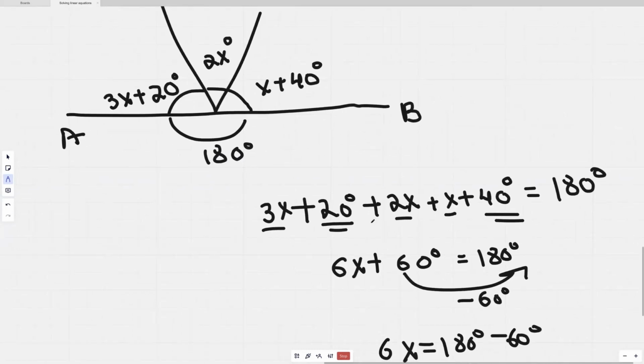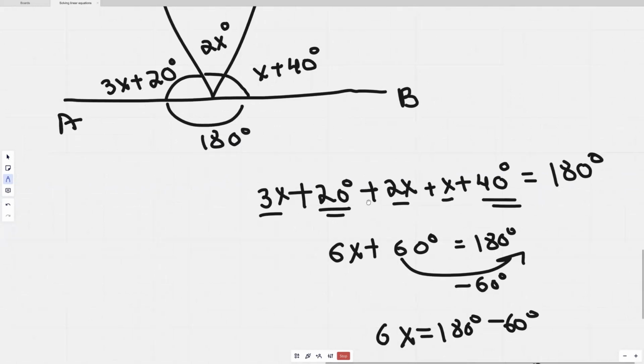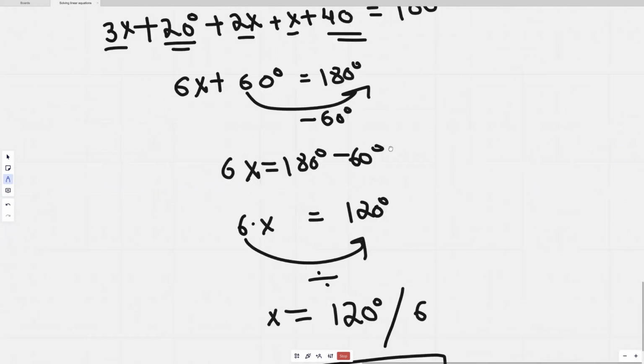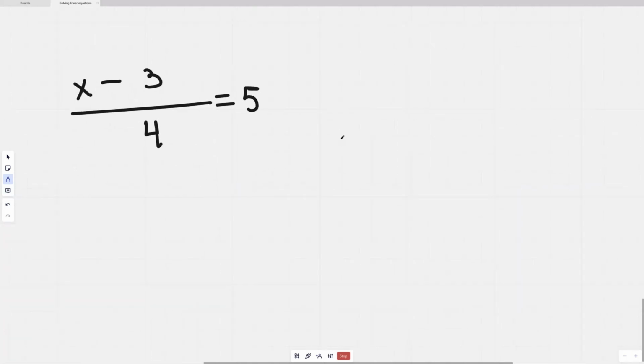So then we'll have another one. Okay, let's work with some dividings also. x minus 3 divided by 4 is equal to 5. So what are we going to do in that case?